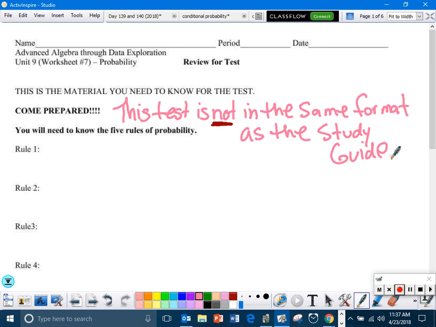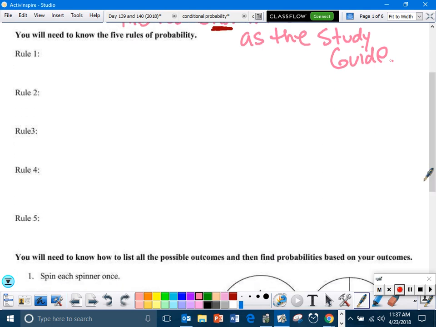So here we go. Rule number 1 is saying that all probabilities go from 0 to 1. You cannot have a negative probability. You cannot have a probability bigger than 1. All probabilities go from 0 to 1.